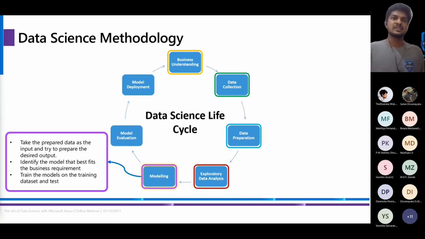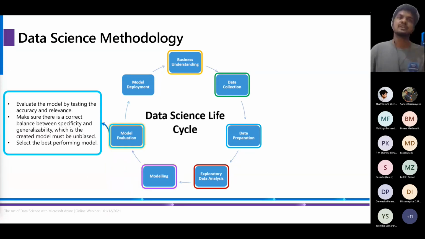Then comes the model evaluation stage. Here we evaluate the model by testing the accuracy and relevance, and we make sure there is a correct balance between specificity and generalizability, whose main intention is to make the model unbiased. Based on all this evaluation, we pick the best performing model out of the models we make.